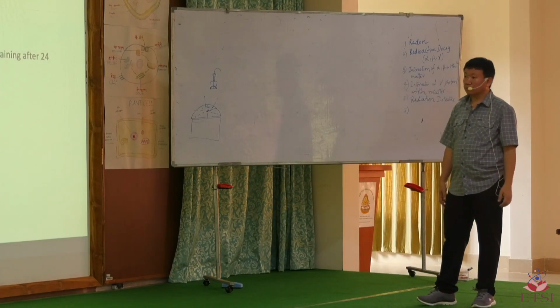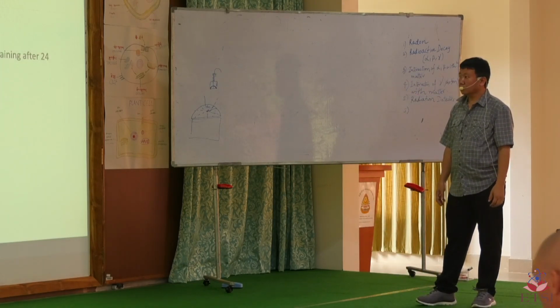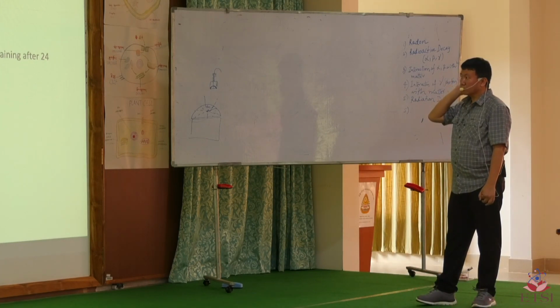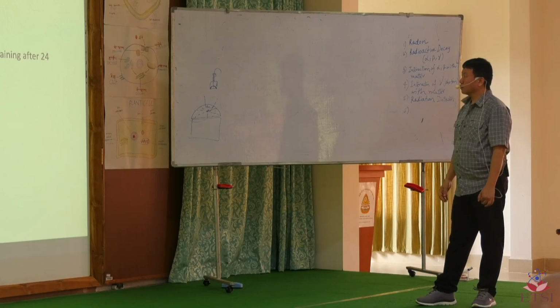So let's do an example. I have a 10 gram sample of iodine-131 that is undergoing beta decay. What will be the mass of iodine remaining after 24 days? And I have the half-life of iodine-131 to be 8 days.